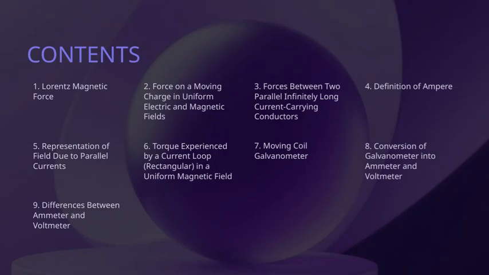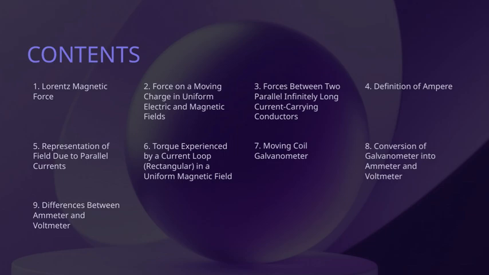Let's now look at how we can convert a galvanometer into an ammeter and a voltmeter, which is an essential aspect of measuring current and voltage in circuits. We'll also touch upon some fundamental concepts like the definition of an ampere, which is the SI unit of current, and the moving coil galvanometer, which forms the basis of these instruments.